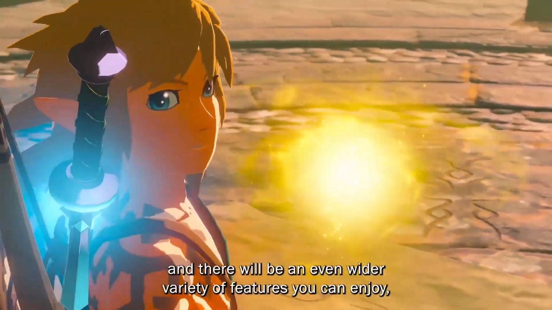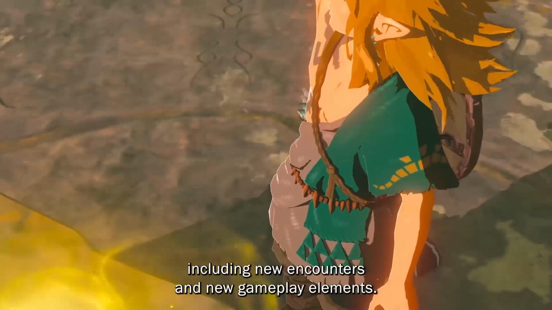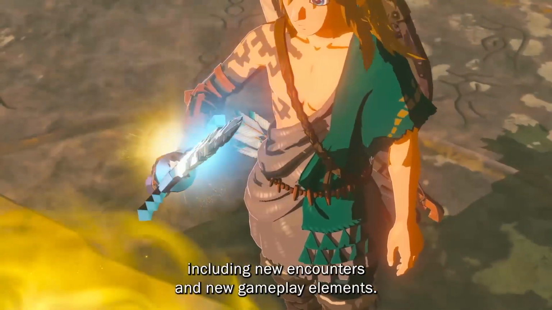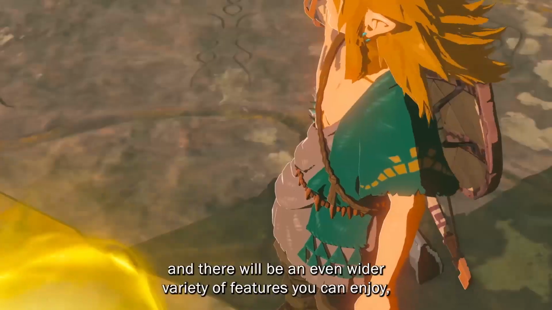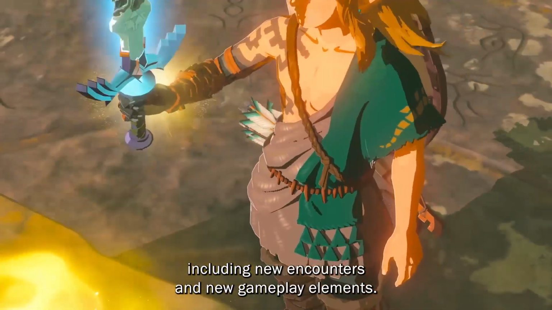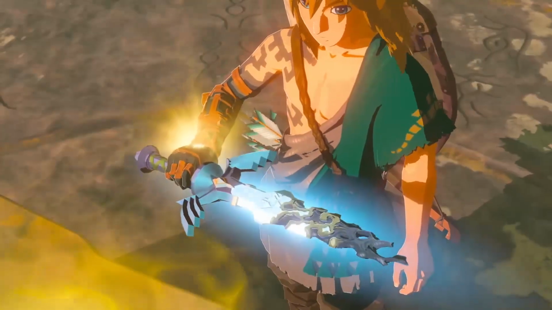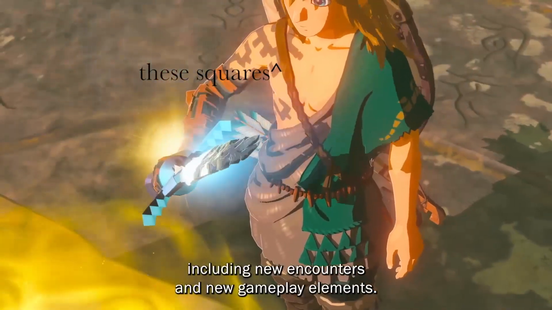Lastly, in the version of this trailer that came around when they announced the delay of the game, note also the golden orb, the script on the ground similar to the first trailer, and the fact that both the Master Sword and Link's new arm react to the orb. Huh. Weird. And more squares on Link's shoulder.